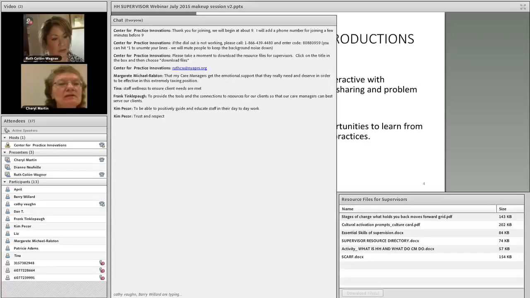Trust and respect. Trust and respect. Respect. You must give it. Quite a parallel process between how we work with the care managers and supervisors and how we would like to see them work with the people they serve.